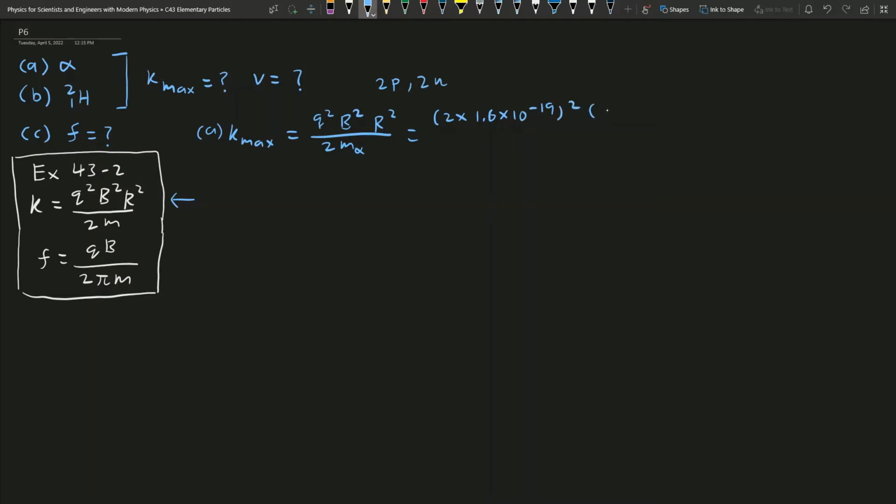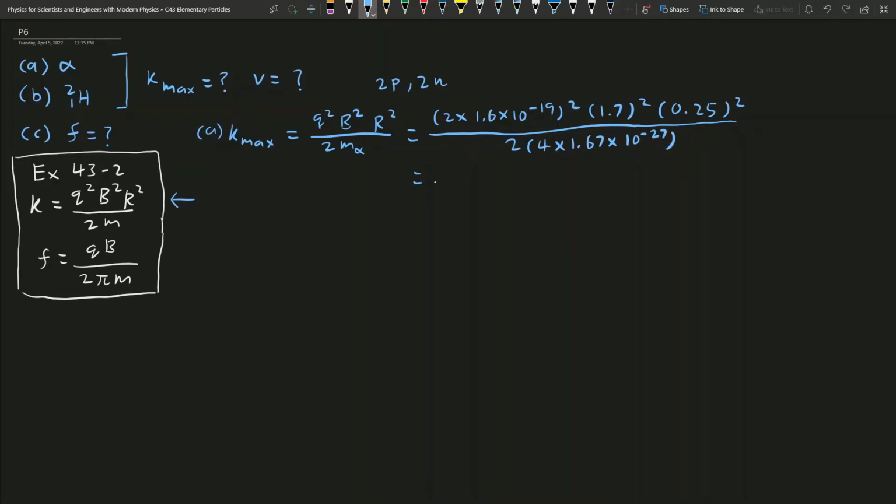The magnetic field is 1.7, the radius is 0.25, squared, over 2m. This is the mass of the alpha particle, so this is 4 multiplied with the mass of the proton, 1.67 times 10 to the negative 27.